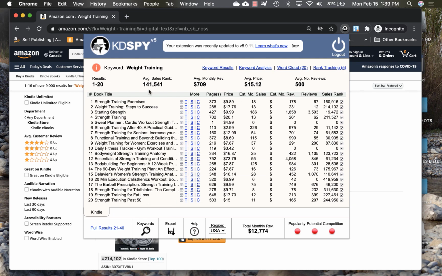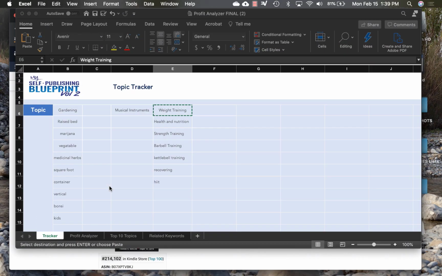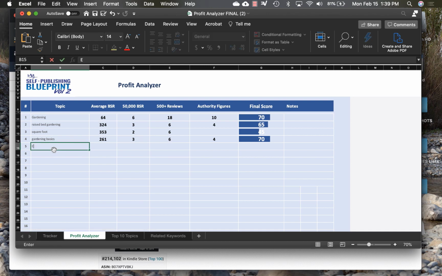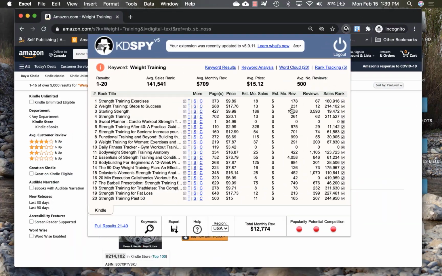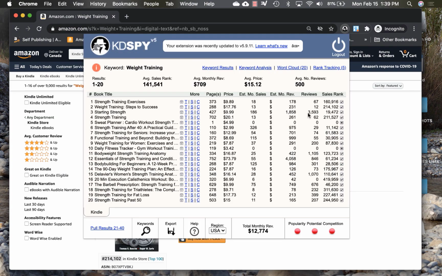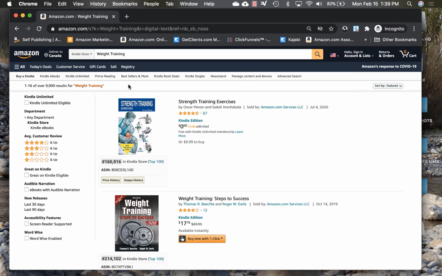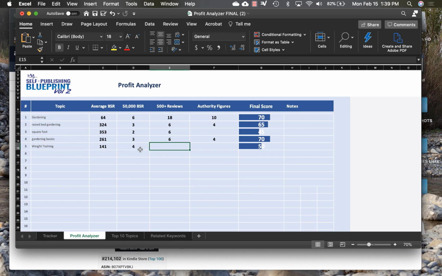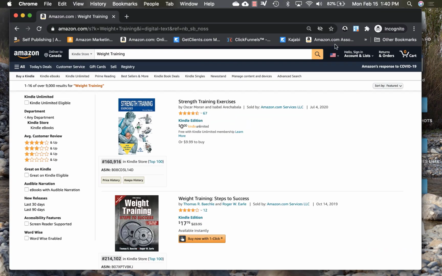Okay, so the average sales rank for this is 141. So let's go ahead and put that, weight training, put that in here, so 141. Okay, BSR is under 50,000. So we got 1, 2, 3, 4. So 4. And remember, we want a final score of anything above 80. It's something we can give some serious thought to. Now, how many books have more than 500 reviews?